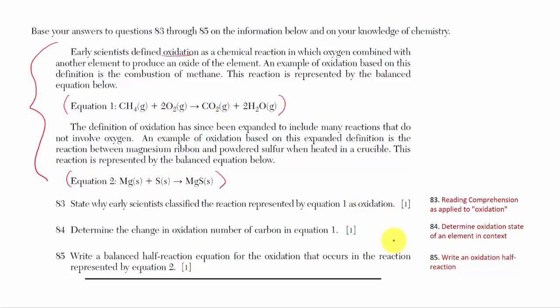We need to use our own reading comprehension skills to explore here what the meaning of oxidation has undergone over the years. Secondly, we have to determine the oxidation state of a particular element in the context of this reading. And third, we're going to be asked to write an oxidation half reaction. So let's go to question number 83 and get started.